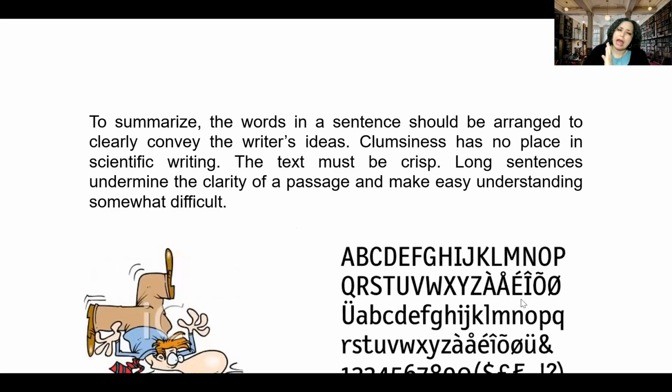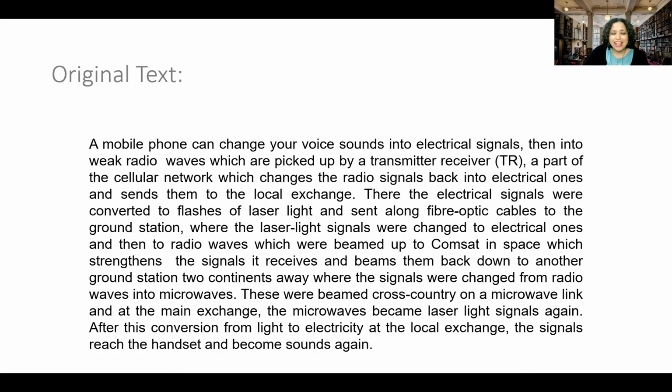To summarize, the words in a sentence should be arranged to clearly convey the writer's ideas. Clumsiness has no place in scientific writing. The text must be crisp. Long sentences undermine the clarity of a passage and make understanding somewhat difficult. So that's the summary of everything we mentioned there. So let's take a look at an example.